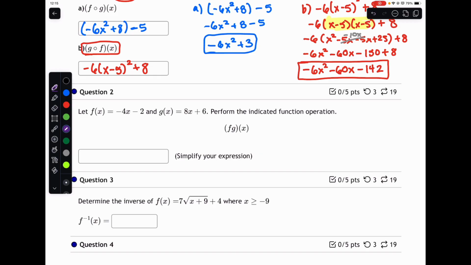For example number 2, we have two functions, again f and g, but this time we want to perform multiplication. So we want to get the function f times g: in parentheses, negative 4x squared minus 2, and multiply that with 8x plus 6.